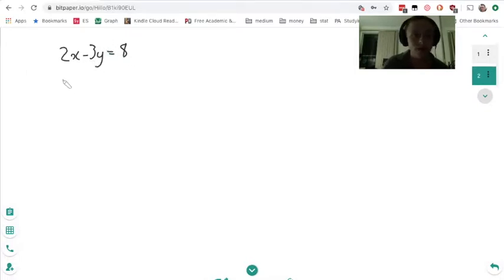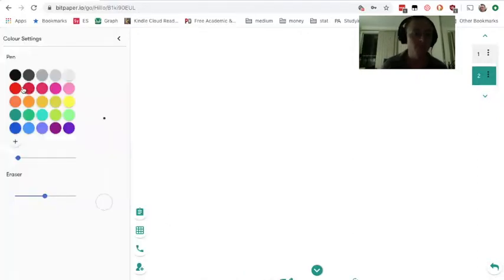So please allow me to do this quickly. We have 2x minus 8 equals 3y. I'm going to get rid of this 3, so I'm left with y all by itself. Allow me to rearrange this into the standard form. y equals 2 on 3 x minus 8 on 3. Very good. Change color. There we go.